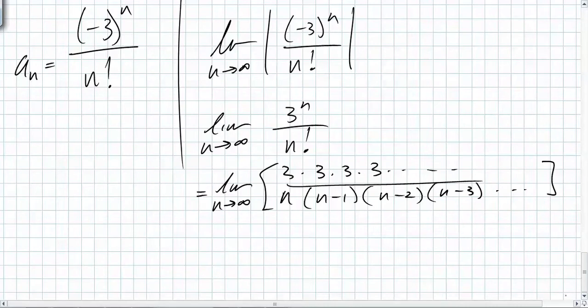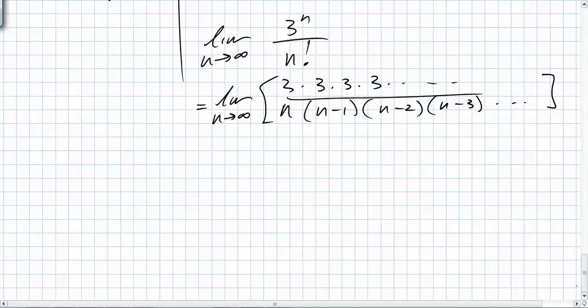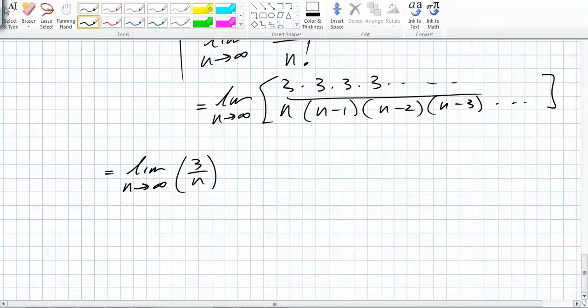Keeps on going, right? Just keeps on going all the way down to 1. Yes, you're correct. That's good. Okay, so I'm going to do a little bit of reorganizing and see if you can see what's going on. So you know the limit as n goes to infinity. I'm going to pull out this 3 over n. That's going to be our heavy operator, okay? I'm just pulling that off the front. You see where I'm getting that from?